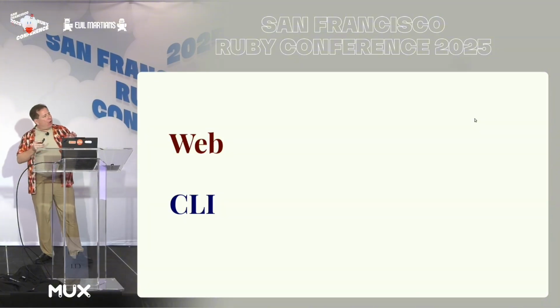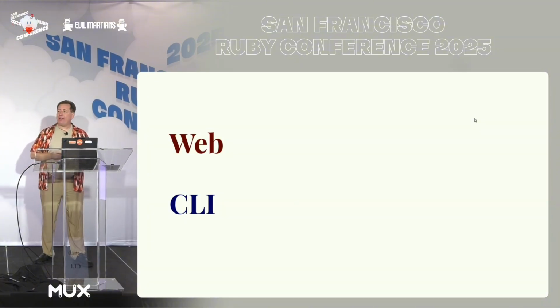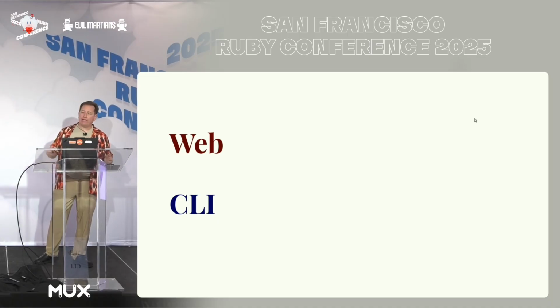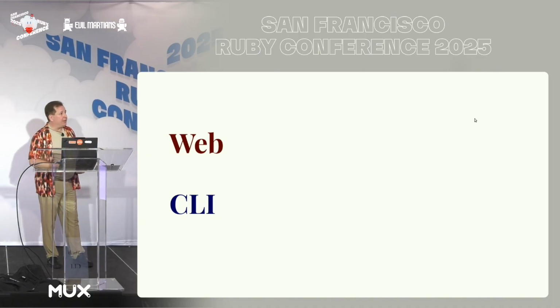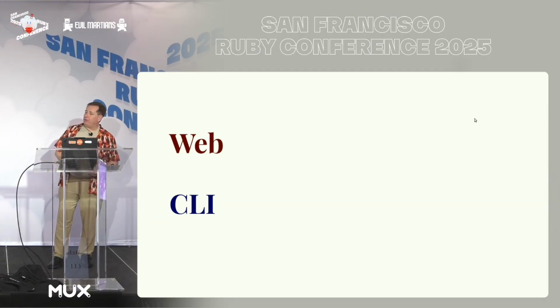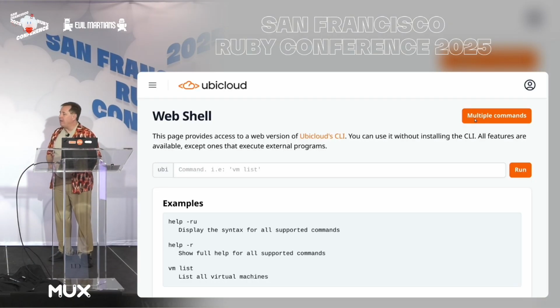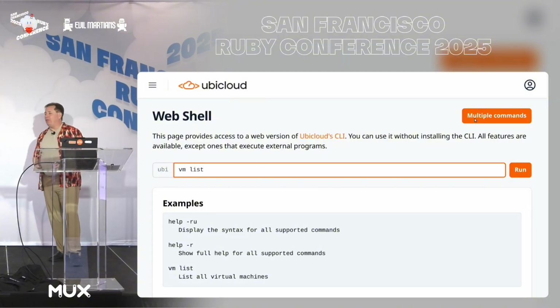And I realized because there's almost no client-side logic, we could easily offer a web-based version of our CLI, so users could test the CLI just by logging into our web application. And this allows users to see how easy it is to use, so they'll be more inclined to spend the time to download it. So here's what Ubicloud's web shell looks like.